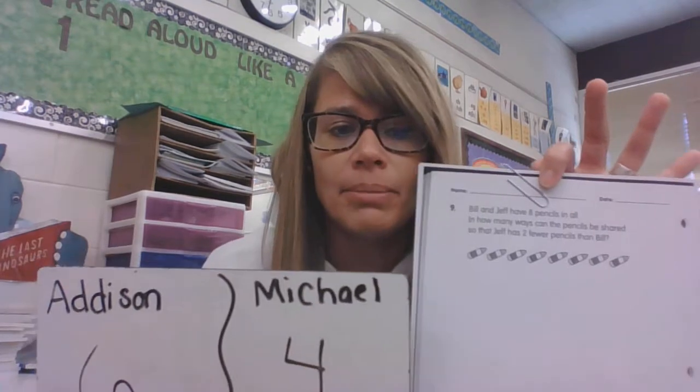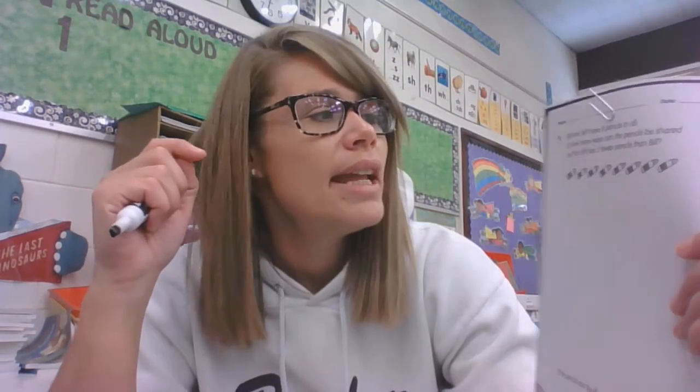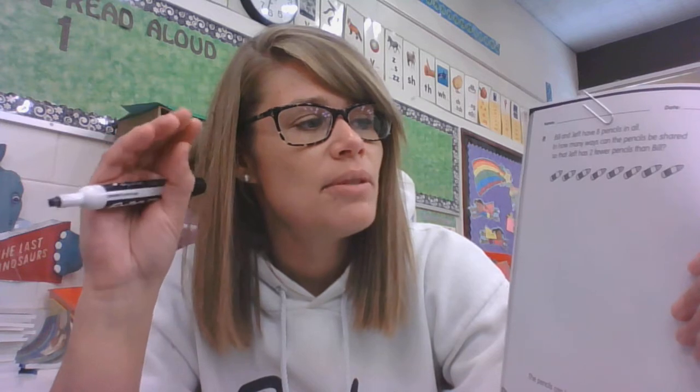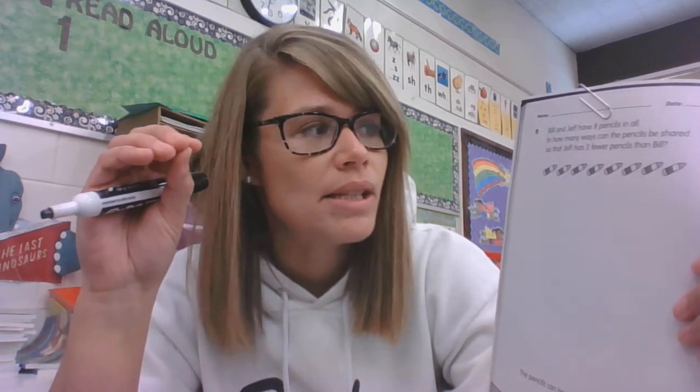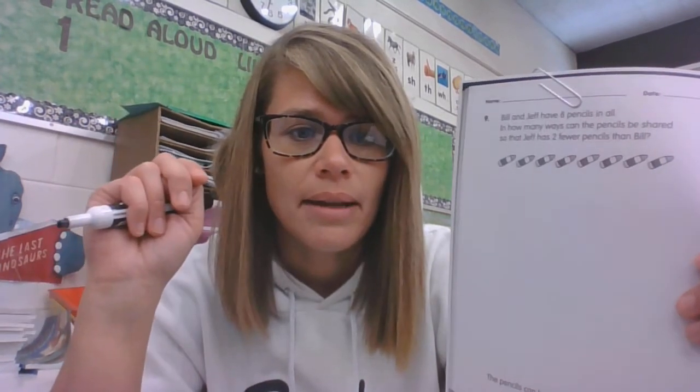Okay, so here's your problem. Bill and Jeff have 8 pencils in all. So all together they have 8 pencils. In how many ways, so you need to figure out how to share those pencils between Bill and Jeff so that Jeff has 2 fewer pencils than Bill.